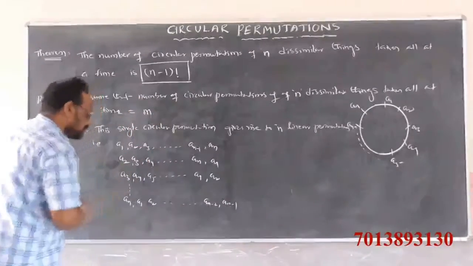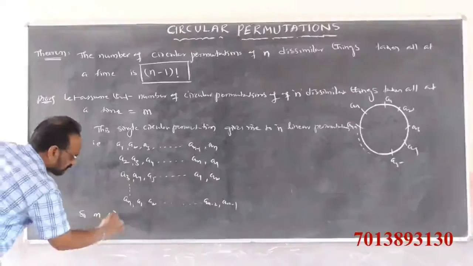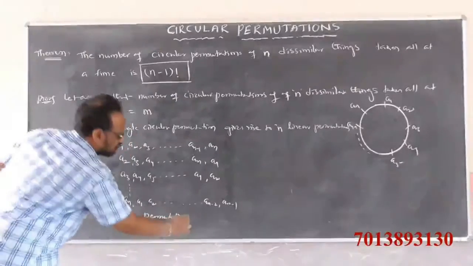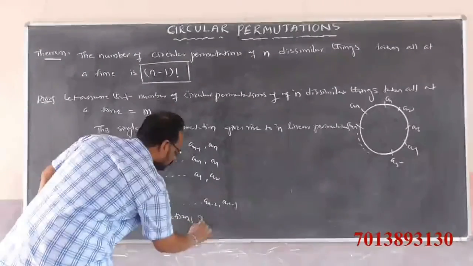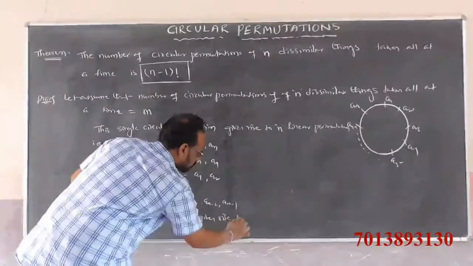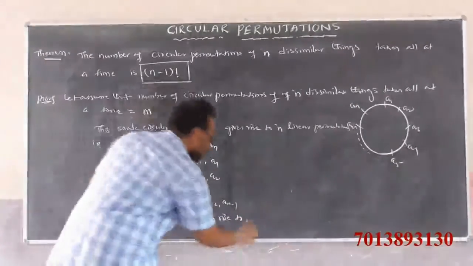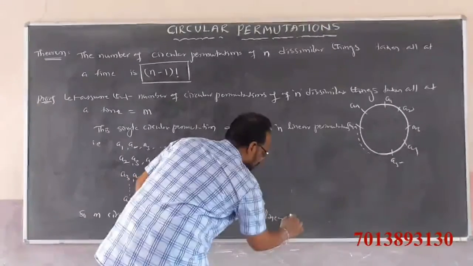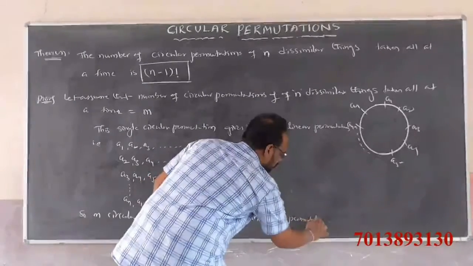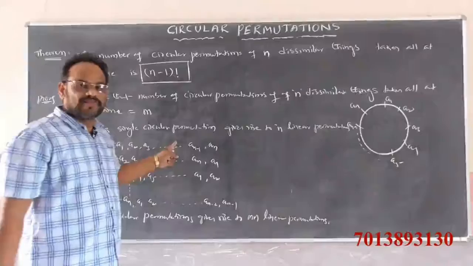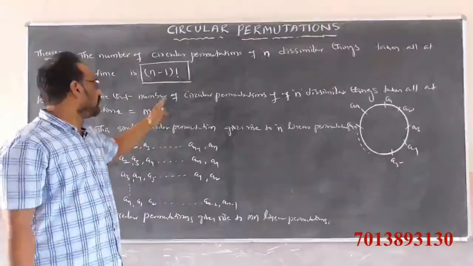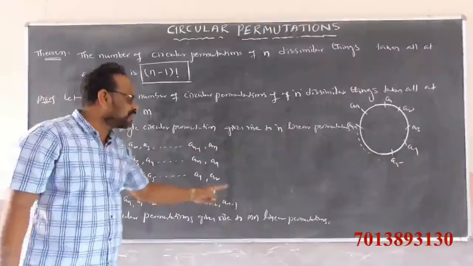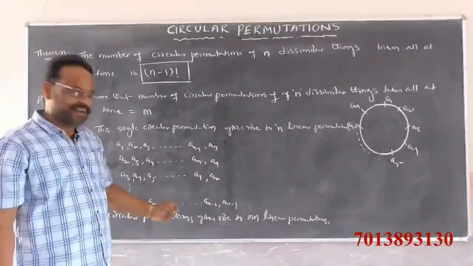So n circular permutations give rise to m into n linear permutations. A single circular permutation gives rise to n linear permutations. We have m circular permutations, so m circular permutations give rise to m into n linear permutations.